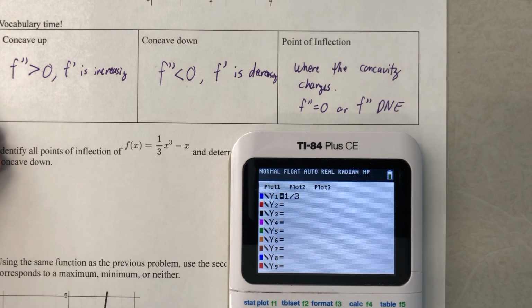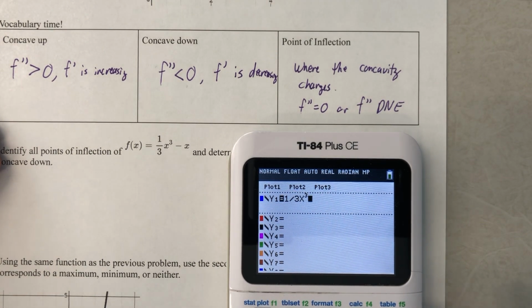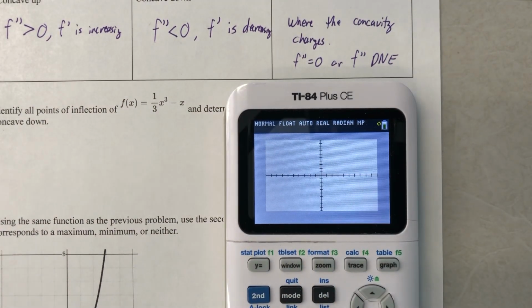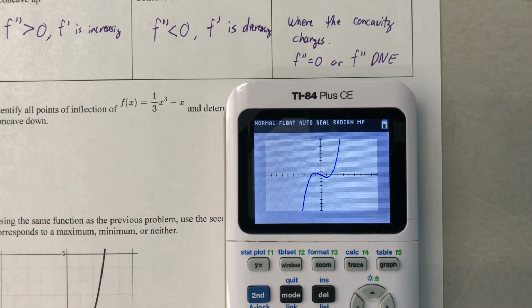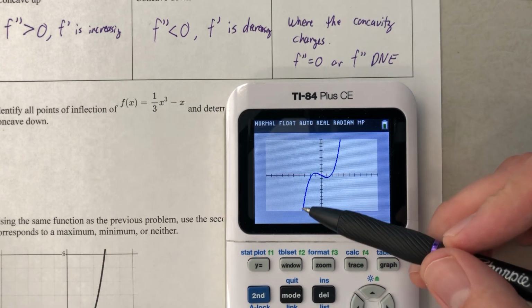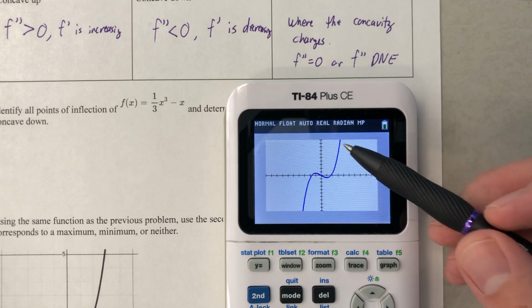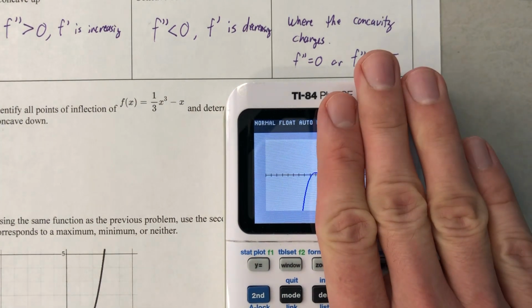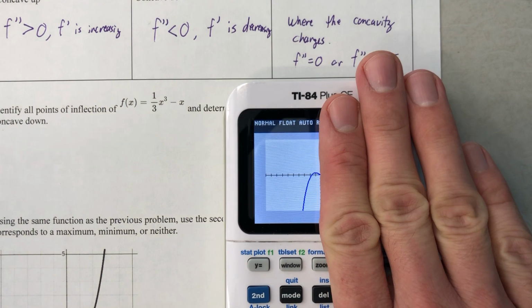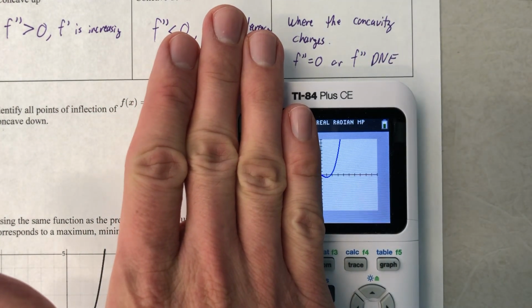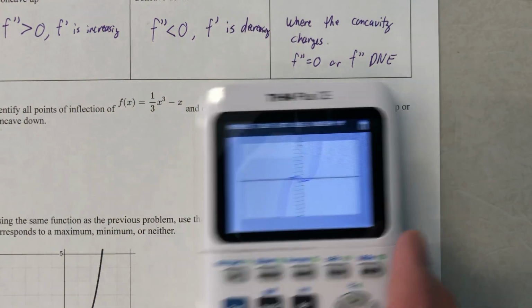So 1/3 x cubed minus x. And we'll just go on the standard window. We'll go zoom 6. And we have concave down, concave up. So here's what's going on. We have an interval where the function is concave down and an interval where the function is concave up. So let's just go ahead and talk about it. In this interval, the second derivative will be negative, and in this interval, the second derivative will be positive, okay?